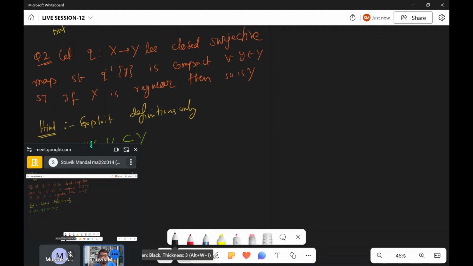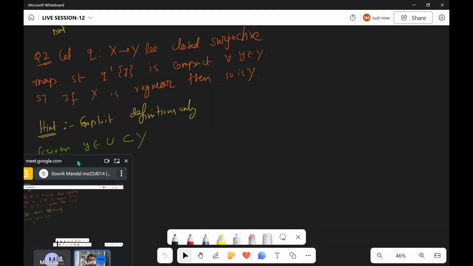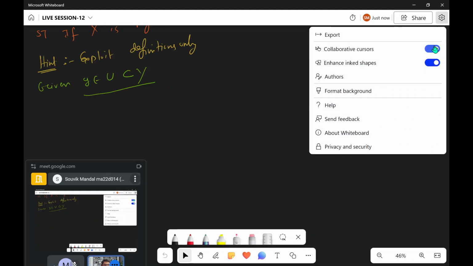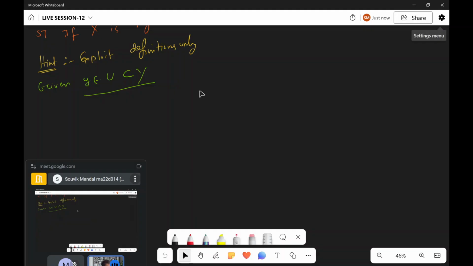Okay, so let me write it down. Given y belongs to U, a subset of Y, where this U is open in Y, consider F equal to Q inverse of the singleton y, which is a subset of V, which is nothing but Q inverse of U. We are denoting it like that.